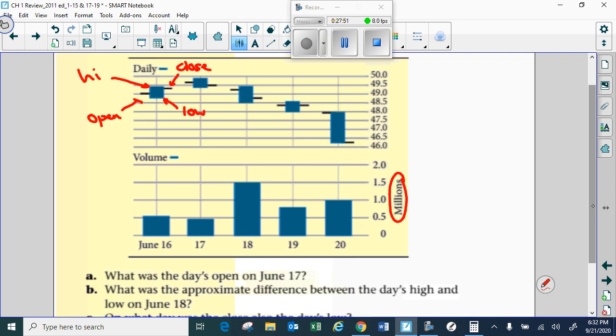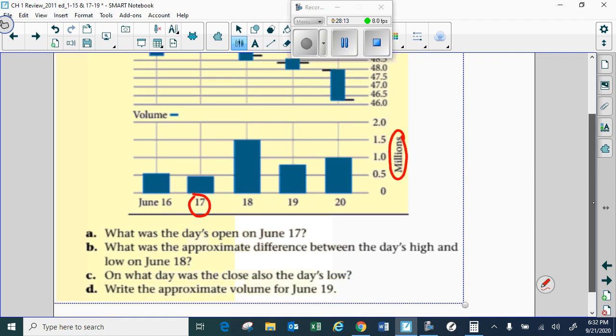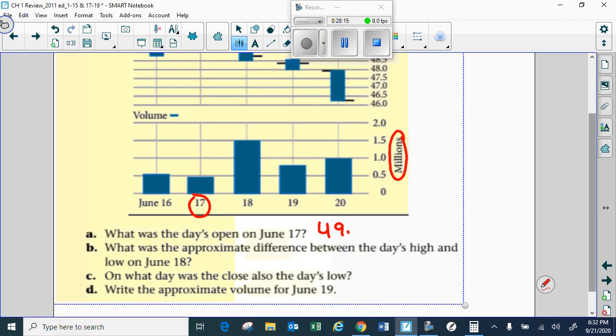What was the day's open on June 17th? So you go find June 17th. The open is right there. Okay, so that's almost halfway up. So halfway would be 49.75. We'll say 49.65. It's just an estimate here. Okay, if you're close, you get it.